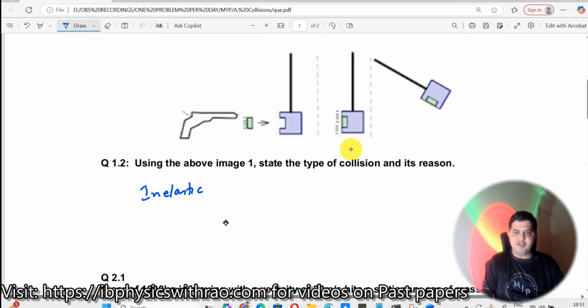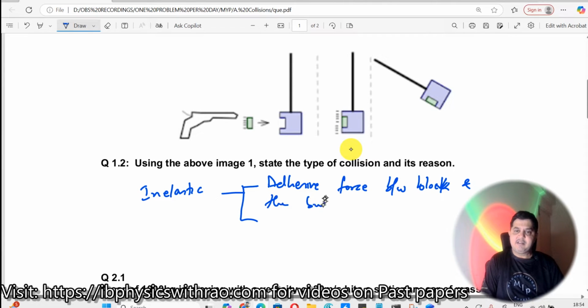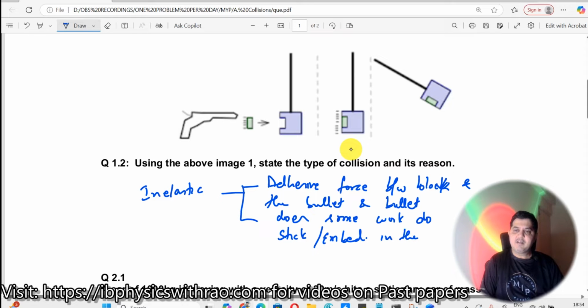Now, why is it an inelastic collision? Energy is lost because the bullet has to bind to the block. So there is an adhesive force between the block and the bullet, and the bullet does some work to stick or embed in the block. That is the first thing that happens.